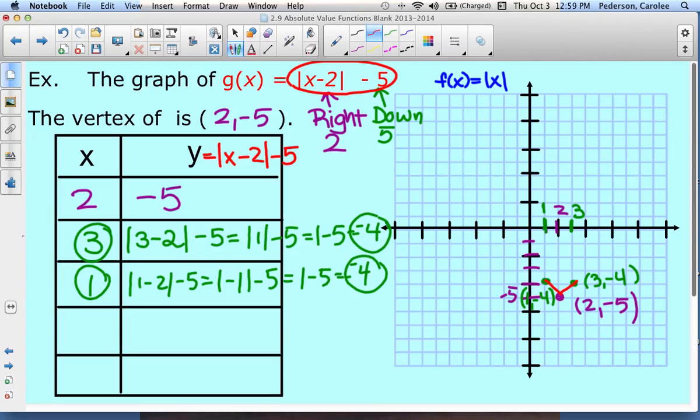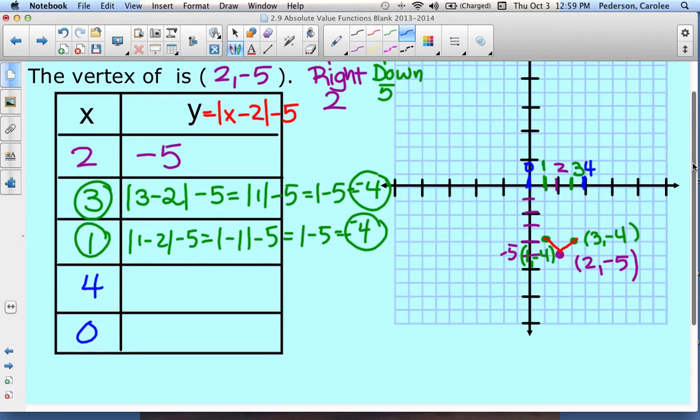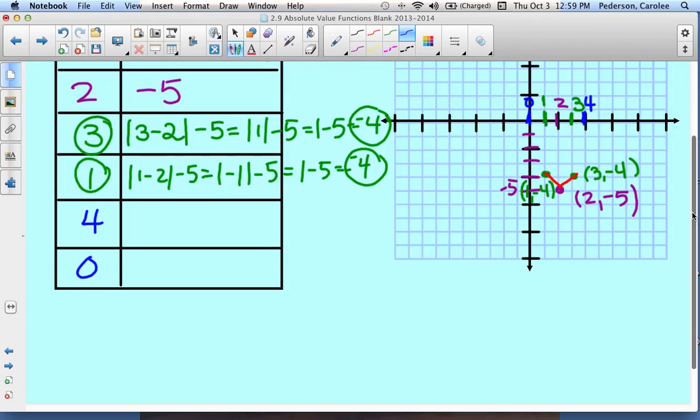Now let's pick one more right and left. So we're going to go now one more right, which is 4, and one more left, and now we're at 0. Evaluate the function in the red. So replacing the x with 4. 4 minus 2 is 2. The absolute value of 2 is 2. 2 minus 5 is -3.